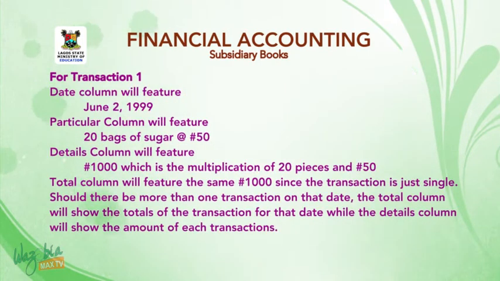For transaction one, the date column will feature June 2, 1999. The particulars column will feature 20 bags of sugar at 50 naira. The details column will feature 1,000 naira, which is the multiplication of 20 pieces and 50 naira. The total column will feature the same 1,000 naira, since the transaction is just single. Should there be more than one transaction on that date, the total column will show the totals of the transactions for that date, while the details column will show the amount of each transaction.